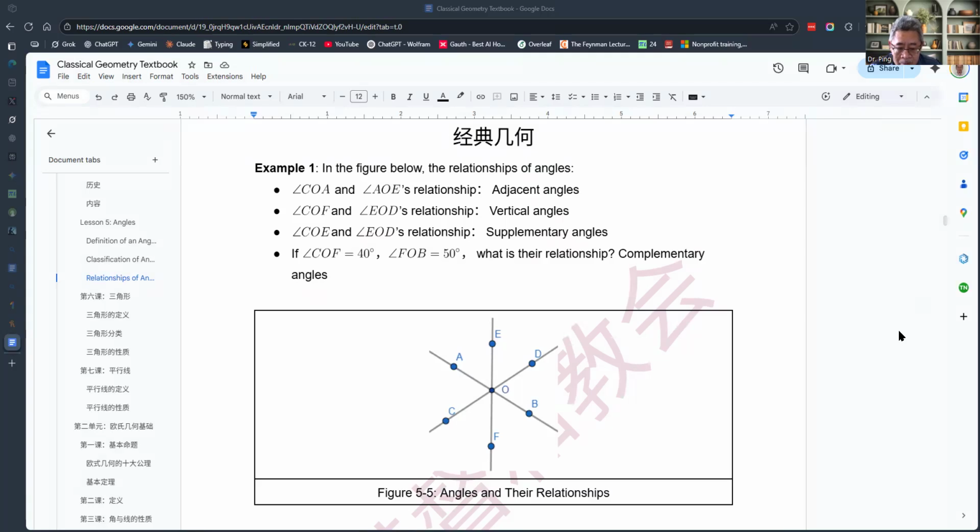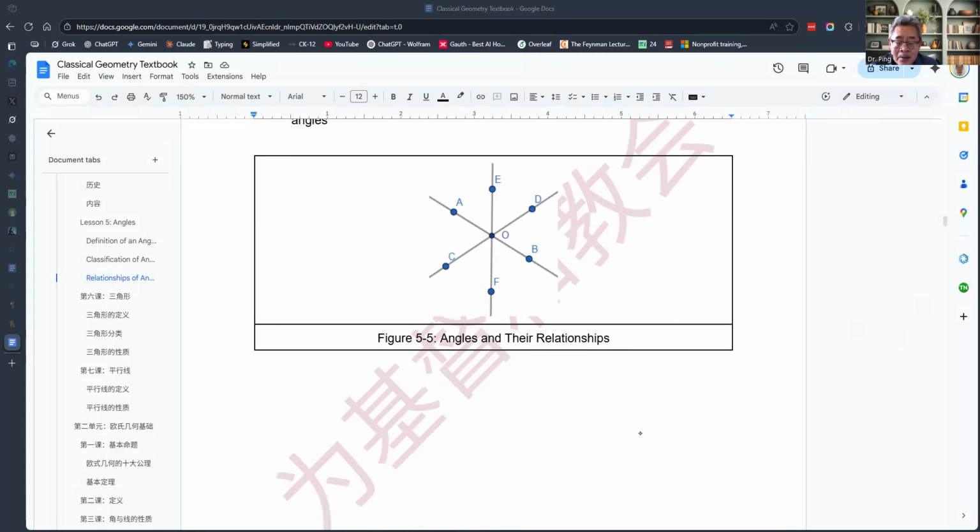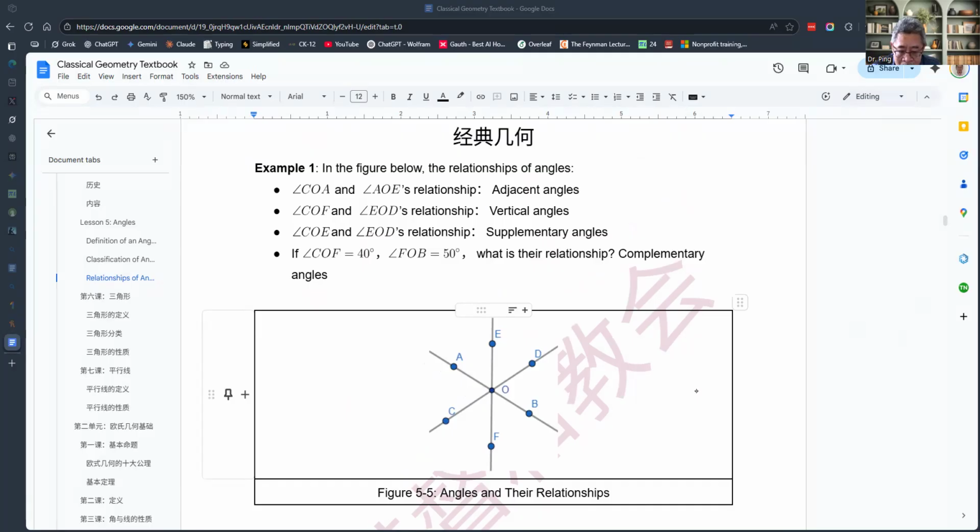So we're going to look at this example here. And we want to see what COA and AOE are. Well, they have a common vertex and a common side, so they are adjacent angles.